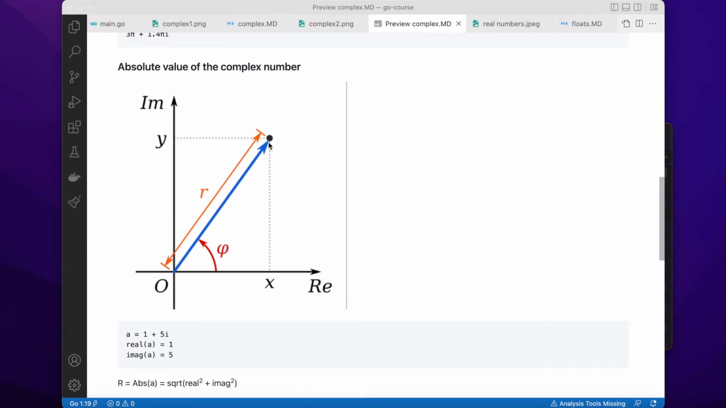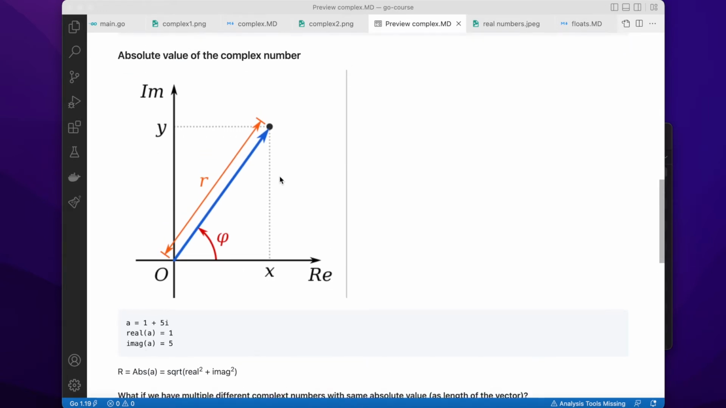But is it really the absolute value for this complex number? Because let's imagine we have another complex number, for example b, which is equal to 5 plus 1i. And the distance from this number to 0 will be the same. So is it really convenient to represent the absolute value simply as the distance? In the case of complex numbers, it's not. That's why we need something else.